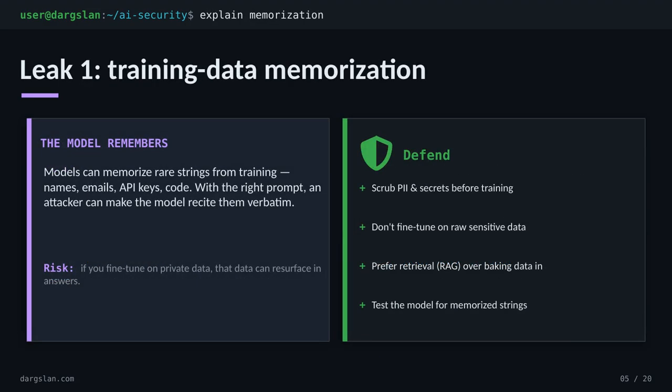Let's open that first door. Memorization. Large models have a habit of latching onto rare, distinctive strings during training. Someone's name, an email address, a leaked API key, a unique block of code, and with the right nudge in a prompt, an attacker can get the model to recite those fragments back, word for word.